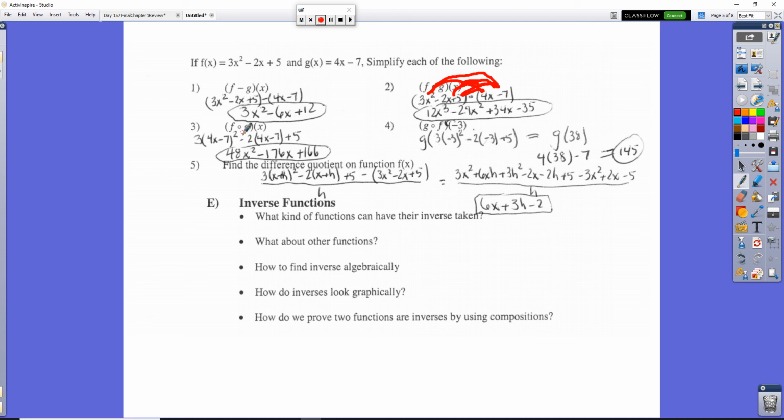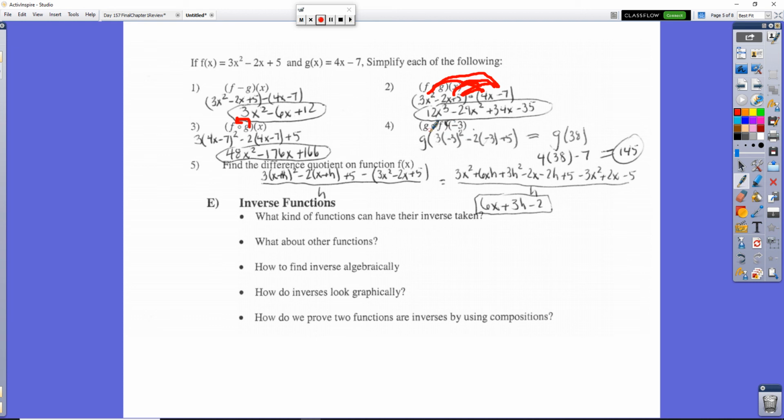This symbol right here is composition, and that means the formula for g is going inside of the formula for f. So use parentheses whenever you're replacing x with the formula for g. You're going to have to FOIL this out, then distribute the 3. Then you're going to have to distribute the negative 2 through these parentheses, then collect like terms. You're going to get 48x squared minus 176x plus 166.